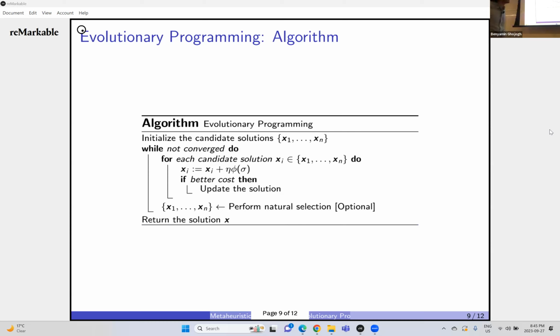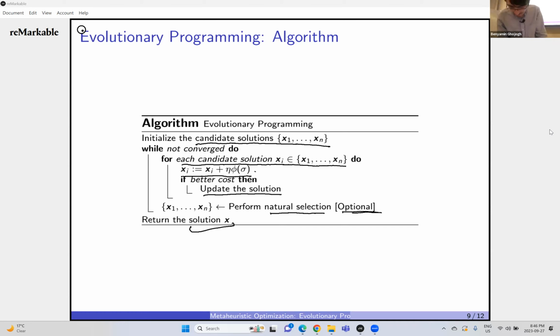The algorithm of evolutionary programming is this. Initialize the candidate solutions, x1 to xn. We have n candidate solutions. Randomly, we initialize them in the optimization landscape. Then while not converged or not terminated, for each candidate solution, xi, we update it, we mutate that, right? Then if a better cost is found, we update the solution. Also, optionally, we can do natural selection. And we repeat it until we find the best solution, and then we return the best solution at the end. Understood?